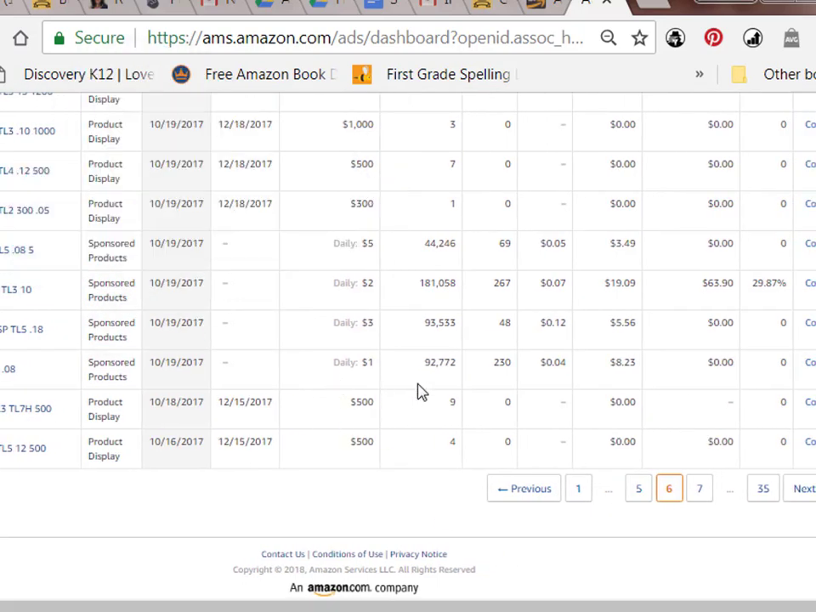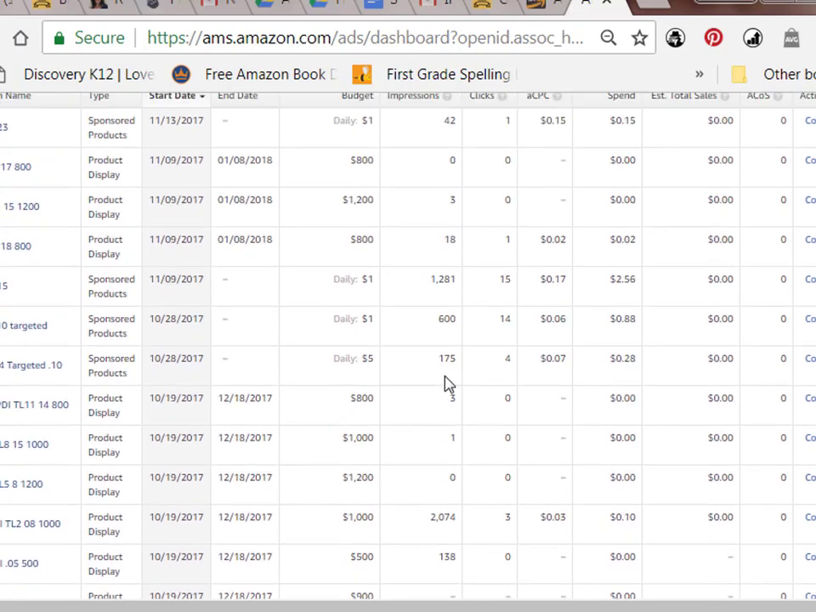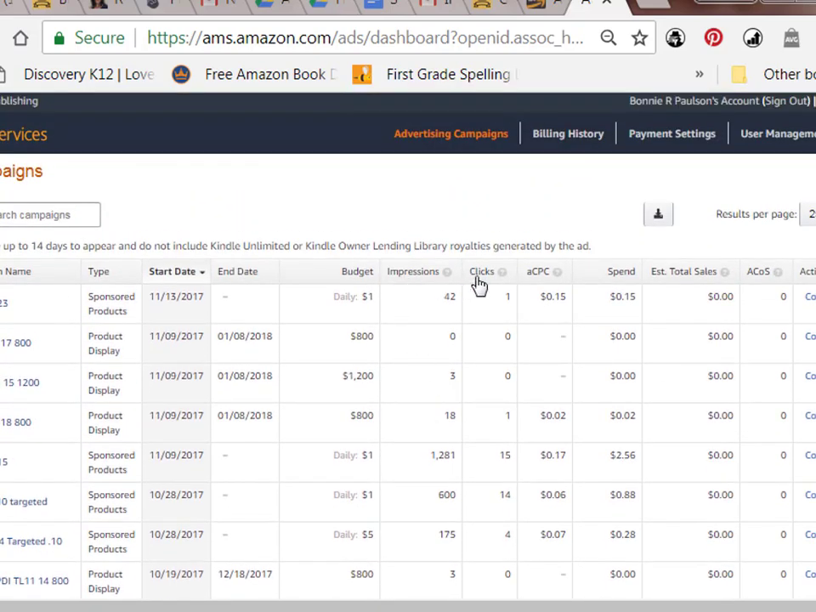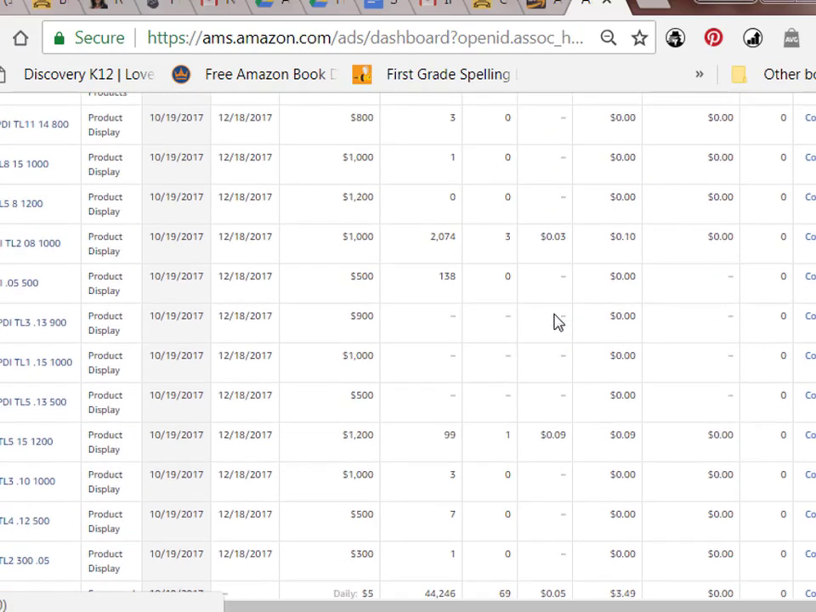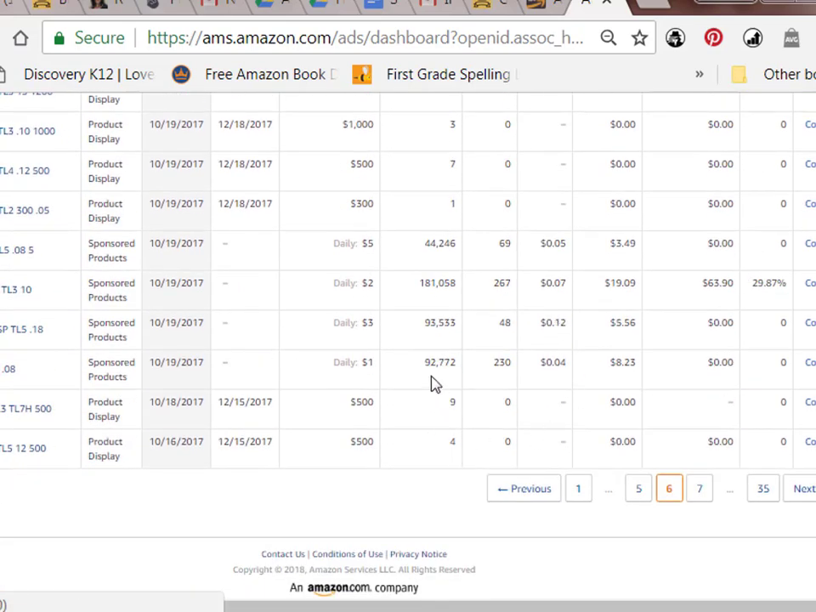Now what we're going to be looking at right here are these three numbers. And I'm going to scroll up so you can see what it looks like on your dashboard. It says impressions, clicks, average CPC, spend, estimated total sales, and your ACOS. Okay, so these three right here are the ones we're going to be looking at. So let's scroll down again. Here it is right here.